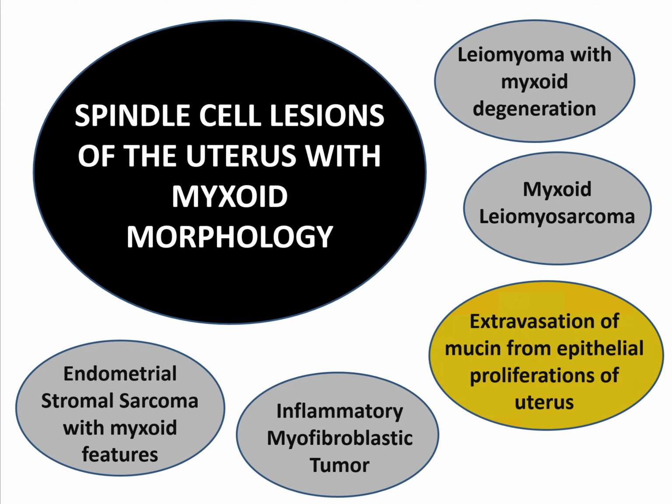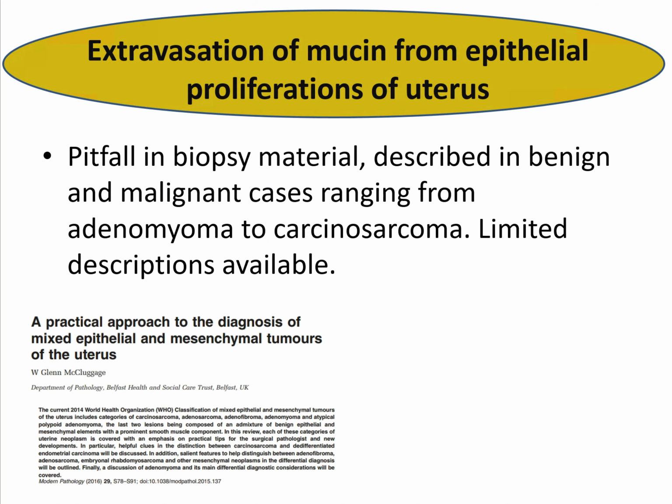And then the fifth entity, which I think is actually pretty unlikely, and I have never directly observed it, but it was described, so I wanted to just put it in here to keep it in everyone's mind, was extravasation of mucin from epithelial proliferations of the uterus. Mostly this would be a pitfall in biopsy material. It's described in benign and malignant cases ranging from adenomyoma to carcinosarcoma, but limited descriptions are available.